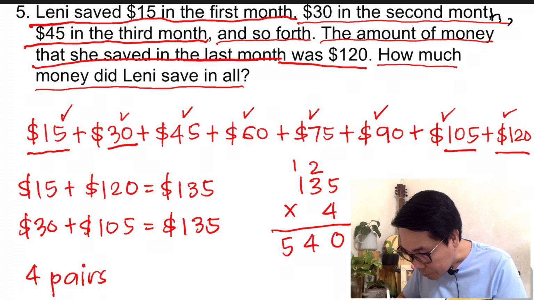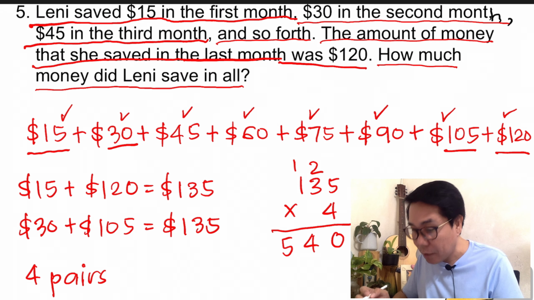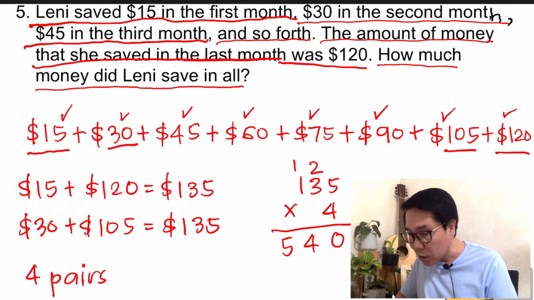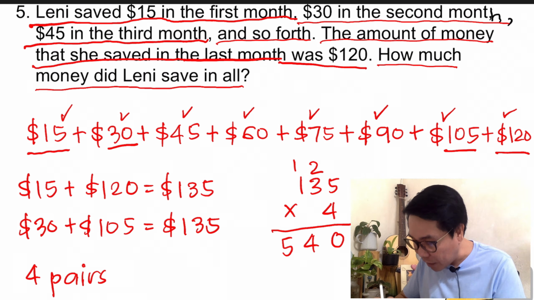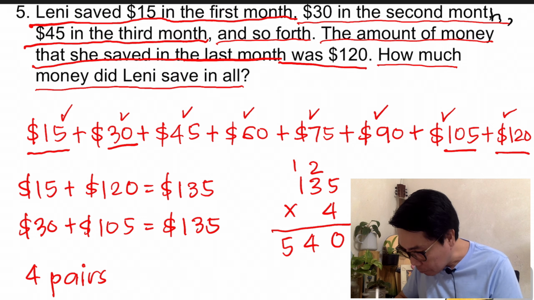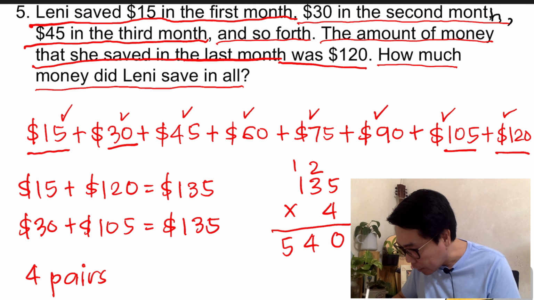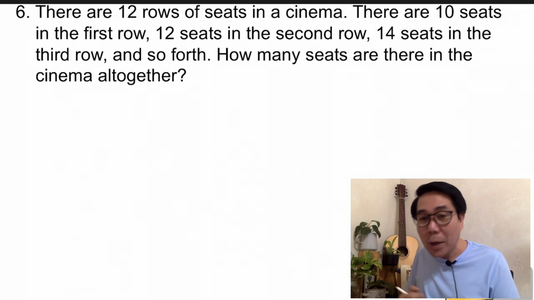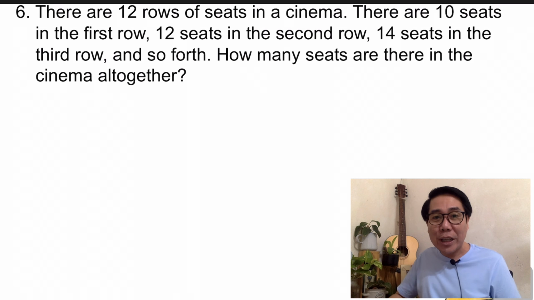Now, since it is a problem, we have to answer the question from the problem. How much money did Lenny save in all? So Lenny saved $540 in all. Okay, so we have solved that problem. Okay, last problem. I have 2 problems for this lesson.